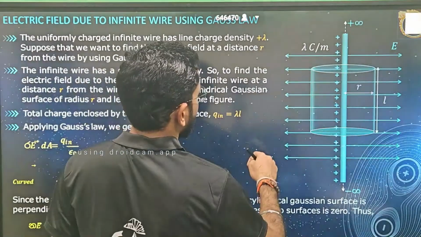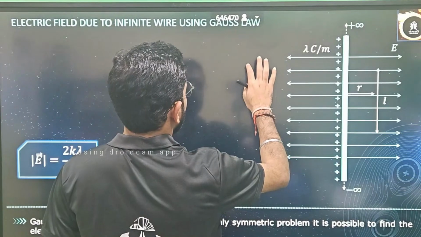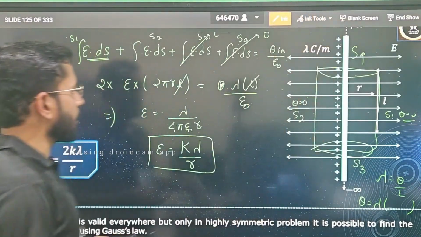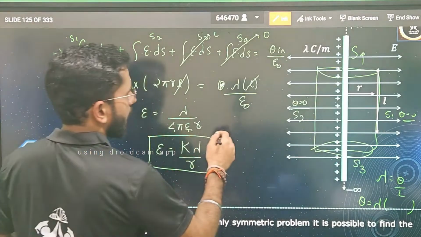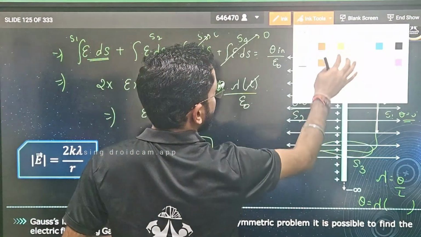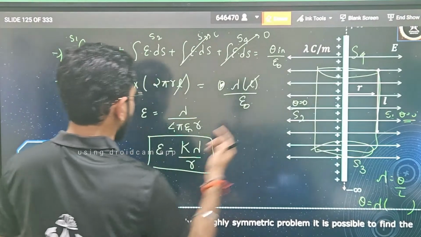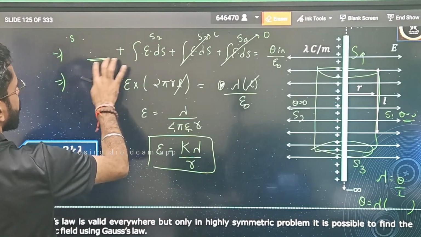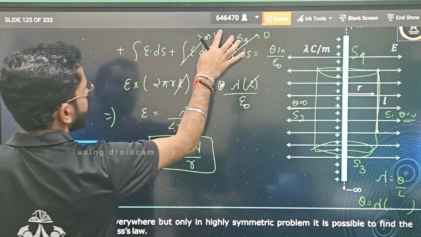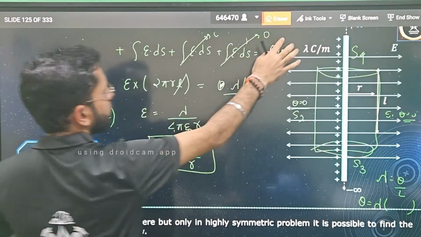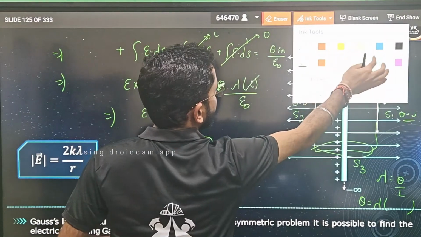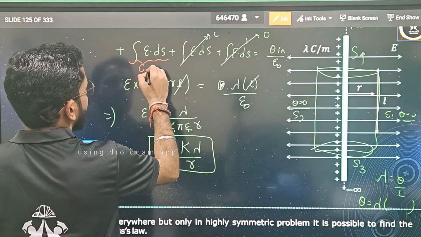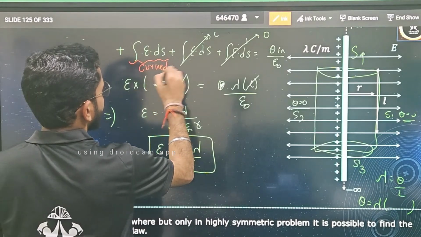Okay, got it. See, we have taken the curved surface area as complete. So there is no need to multiply here by a factor of 2. We have already considered the complete curved surface as a whole, so there is no need to write this. Simply, you can take this E dot ds completely for the curved surface.